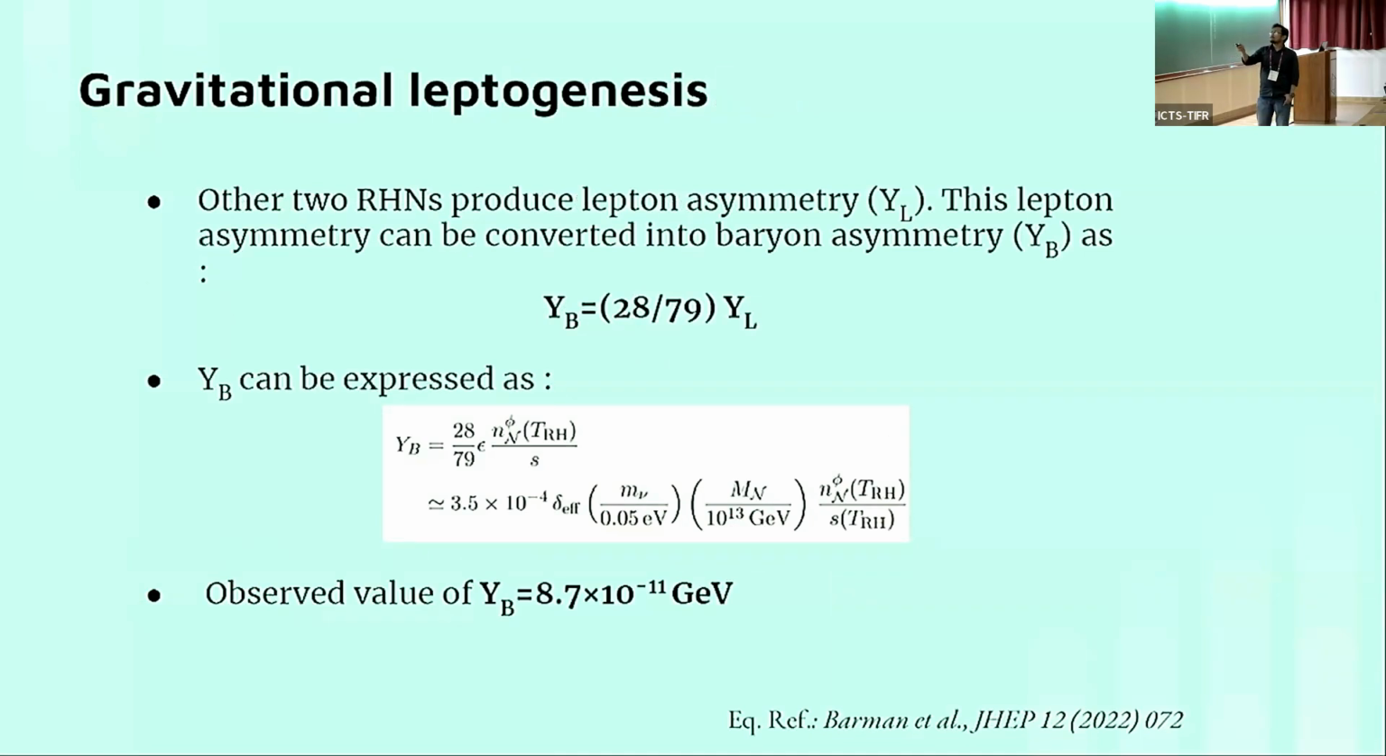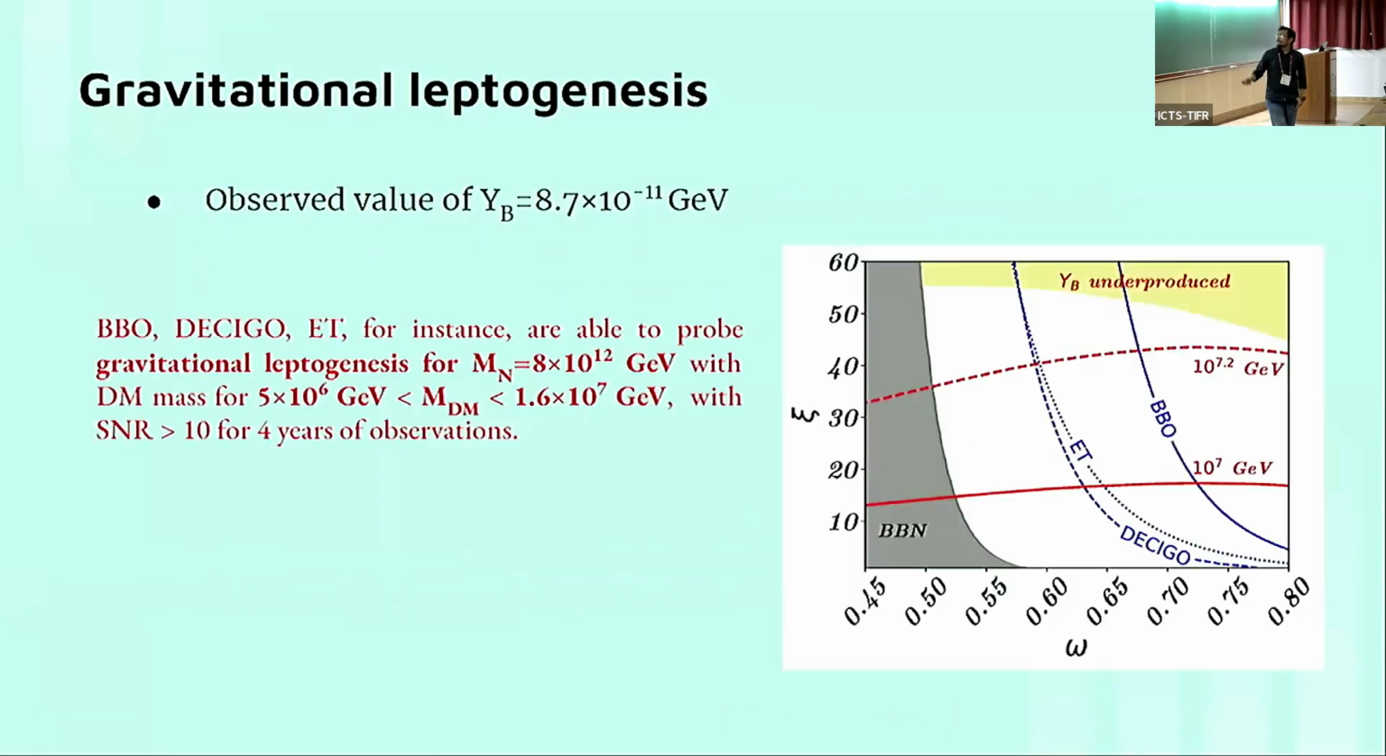At the same time, for the gravitational leptogenesis scenario, the baryon asymmetry for this gravitational production can be represented in this way. And if we want to probe this leptogenesis as well as the dark matter scenario simultaneously, then we get some upper bound coming from the underproduction of the baryogenesis. And here we got a typical range of 10 to the power 6 to 10 to the power 7 GeV, depending on the scale of the leptogenesis.